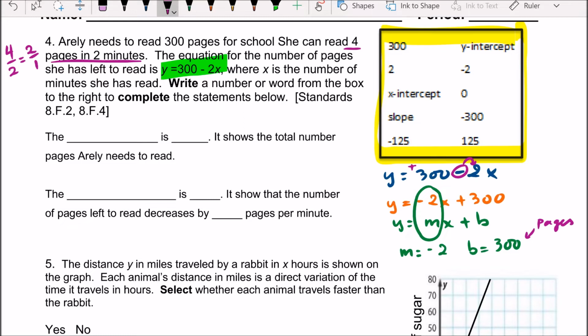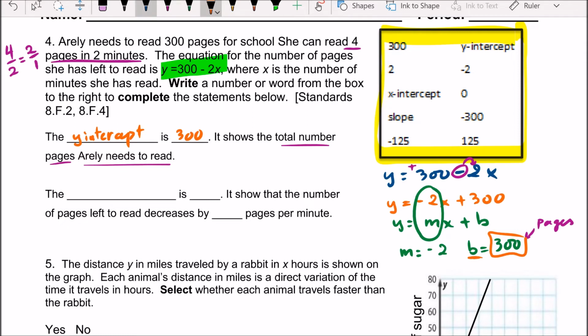Alright, so the first sentence: the blank is blank, it shows the total number of pages Airly needs to read. The total number of pages that she needs to read. So we just say that there are 300 pages that she has to read, which is the beginning. So that will be b, the y-intercept. The y-intercept is 300. It shows the total number of pages Airly needs to read.